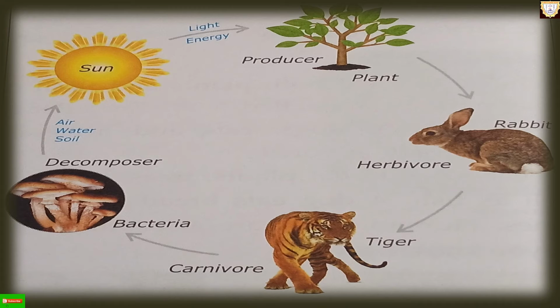In this food chain, plants use the sun's energy to make food. They are eaten by the rabbit. Then the rabbit itself is eaten by the tiger. Thus, the energy of the sun first passes to the plants, then to the rabbit or deer, and finally to the tiger or lion.